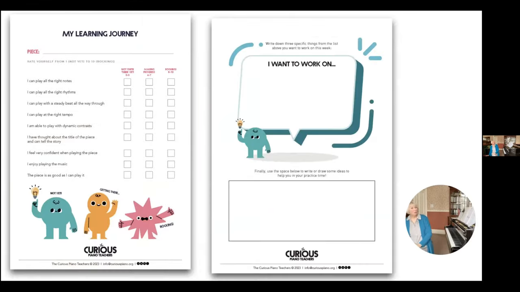But that is just to help them over that middle section of learning, as is this one. And you can also use this towards the end of their learning journey, really. I can play all the right notes. They have to self-assess it. I use self-assessment like this all the time. It's their learning, not mine. They need to be the one who tells me, I can do this. Can they play the right rhythms? Can they play with a steady beat all the way through? Probably not. Can you play at the right tempo? Probably not. But do they know that?